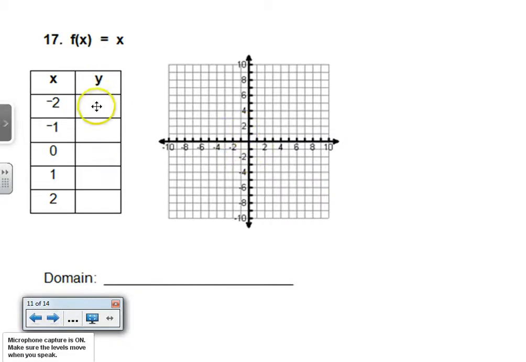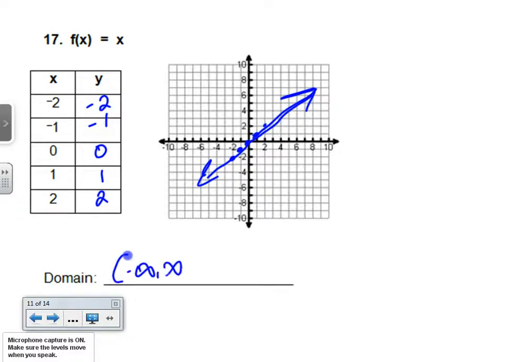And then, this is a boring one. This is just going to be a line with a slope of 1 through the origin. Oh my goodness, you could have done this when you were little kids. Pretend I hit all those points. And the domain, of course, is negative infinity to infinity.